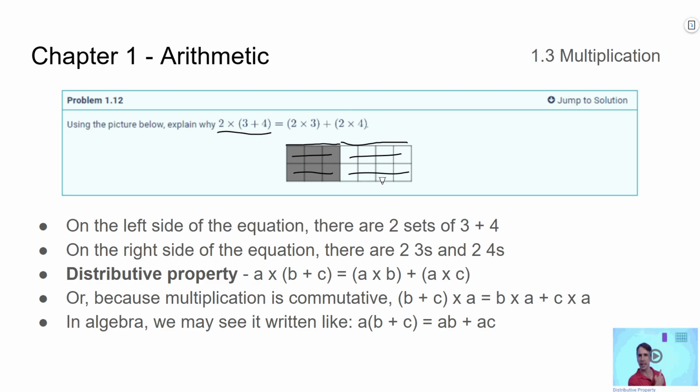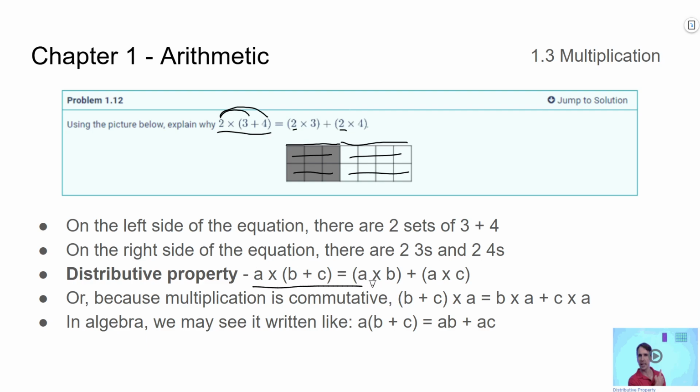This is what's known as the distributive property. I don't know if you noticed, but the left side of the equation is 2 times 3 plus 4, and so we get an extra 2 here. There are 2 2's on the right side, and only 1 on the left side. But what we did was distribute this 2 across this grouping. So we did 2 times 3, and then 2 times 4. So 2 times 3 plus 2 times 4, that's called the distributive property.